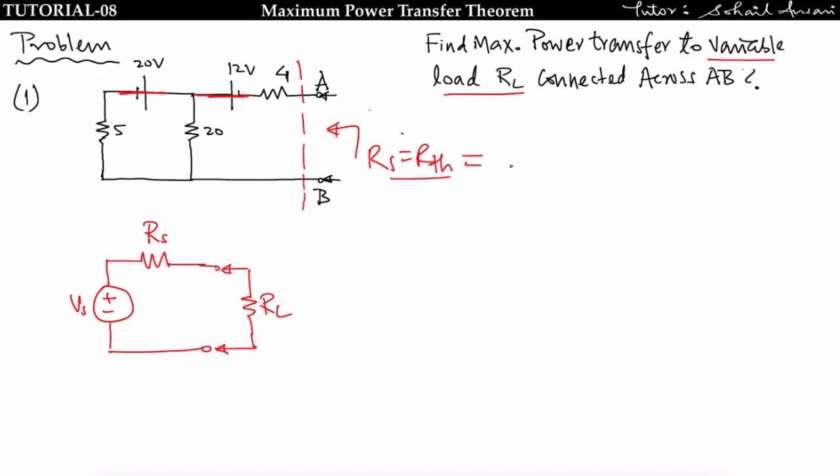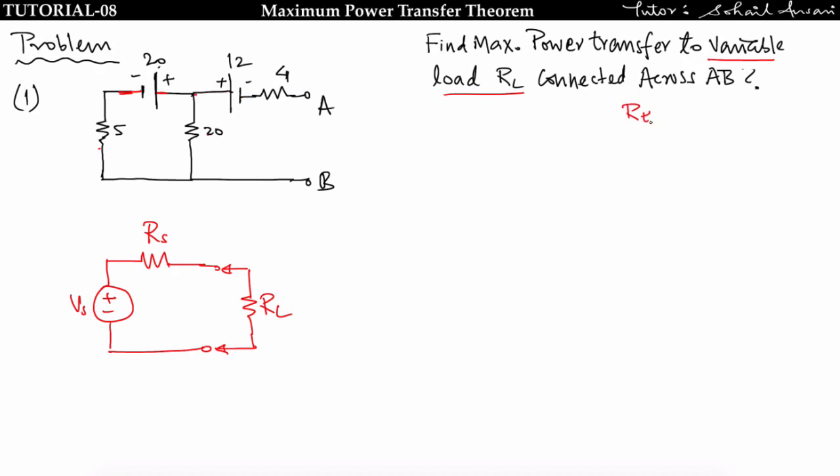Now find Rth. Rth is equal to 5 in parallel with 20. These two are in parallel. Then in series with 4. That is equal to 8 ohm. So we have got Rth is equal to 8 ohm.